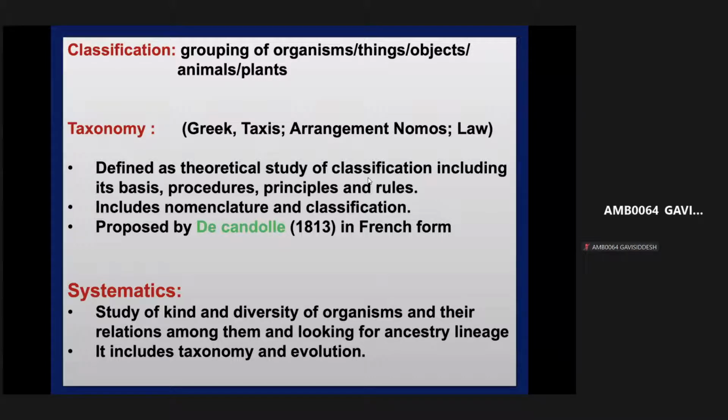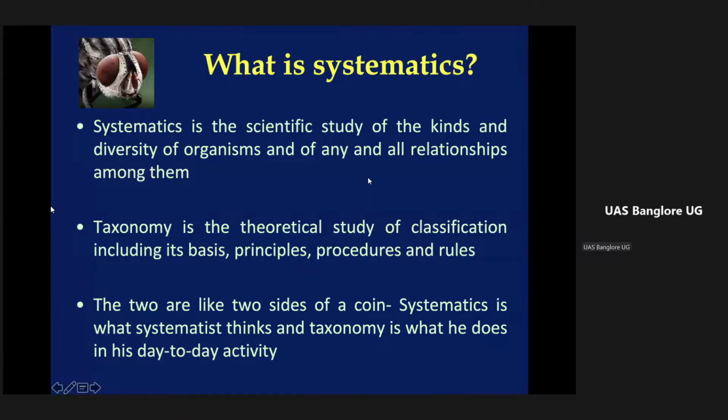Yes, sir. Okay, when I ask if something is not clear, please let me know. I can repeat it again, no problem. If it is clear, we'll begin with something else. So as I said, what is systematics? Systematics is the study of kinds and diversity of organisms and of all the relationships among them. That is the definition of systematics.